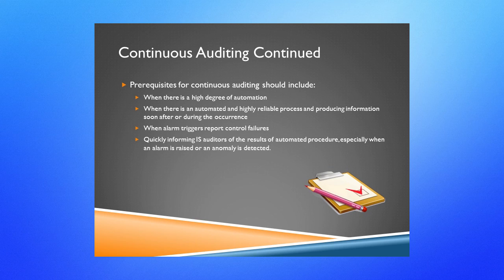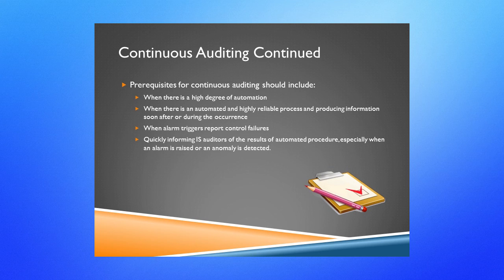That might be considered as parts of credit card processing, right? Because as soon as I'm going through that process, it's producing information, it's doing it during the occurrence, it's pulling bank funds and those types of things. You may also consider continuous auditing whenever an alarm triggers, so that you can report control failures. So that's important, right? If I'm watching this process, I've got continuous auditing on and an alarm triggers, then we can look at that.